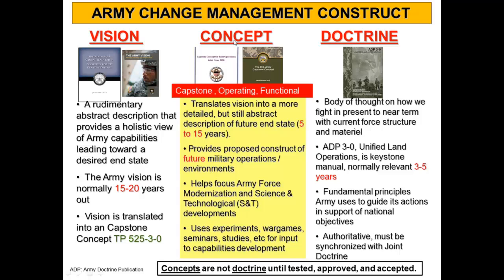So those concepts that we come up with aren't doctrine until we test them, they're approved, and they're accepted. So the new ADRP 3-0 just came out in November of 16. And it actually incorporated two or three items from the warfighting challenges that, according to General Lundy, the CAC commander, were easy fixes. So those are now in the new ADRP 3-0. So that's how fast we can move on some things. Others will require a little bit more time.